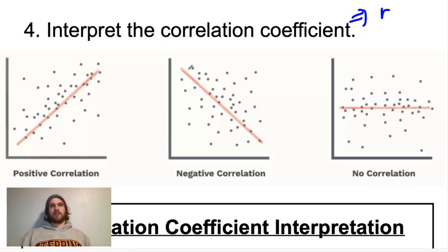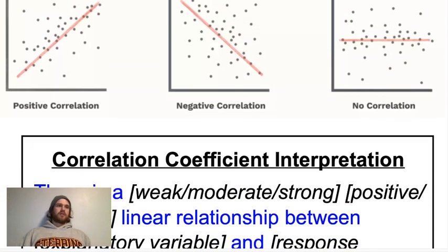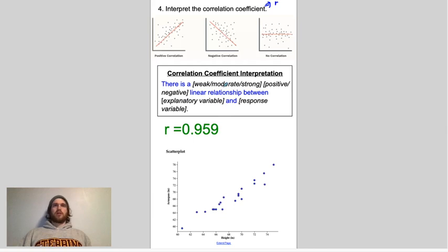Here's negative correlation. There seems to be a trend downward. You can see a tighter pattern and it loosens up a little bit. And no correlation means as one variable increases or changes, the other variable doesn't really change at all. So there's no pattern in how the variables affect each other. Okay? So this is how you interpret. This is kind of like the formula for interpreting a correlation coefficient. You say weak, moderate, or strong, and then positive or negative linear relationship between the explanatory variable and the response variable.